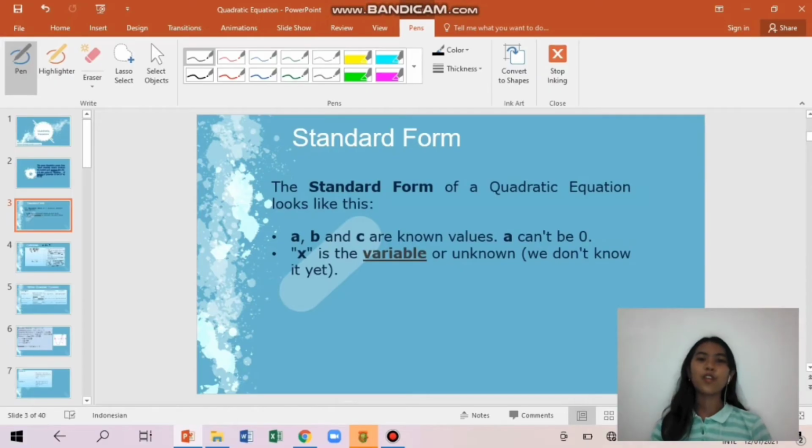So next we are going to talk about standard form. And the standard form of a quadratic equation looks like this: ax squared plus bx plus c equals 0. And a, b, and c are known values. c can be 0. Meanwhile, x is the variable or unknown. So we don't know it yet, or we don't know what x is.